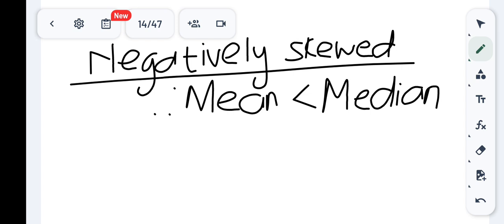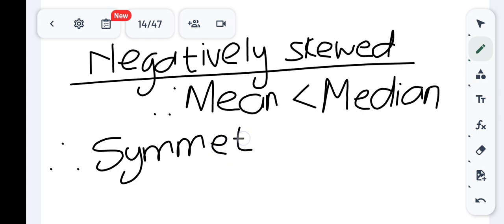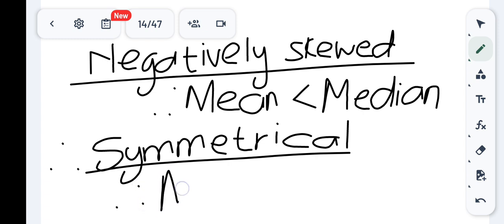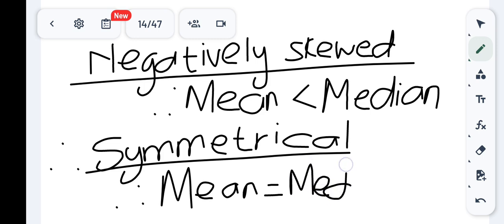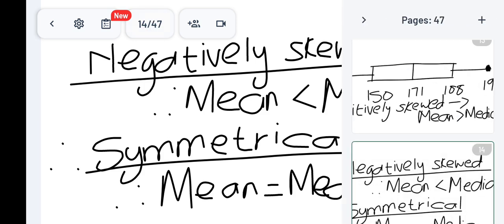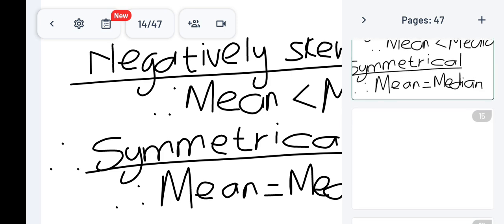But what if mean is equal to median? If mean is equal to median, then when we comment on the skewness, we are saying the skewness is symmetrical. Symmetrical, everything is balanced. But it's very rare to find this. So that is the box and whisker plot.